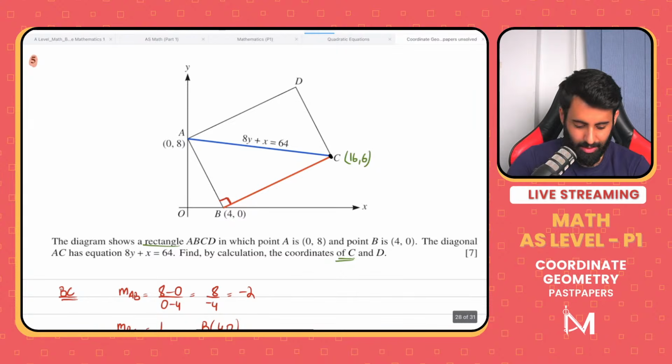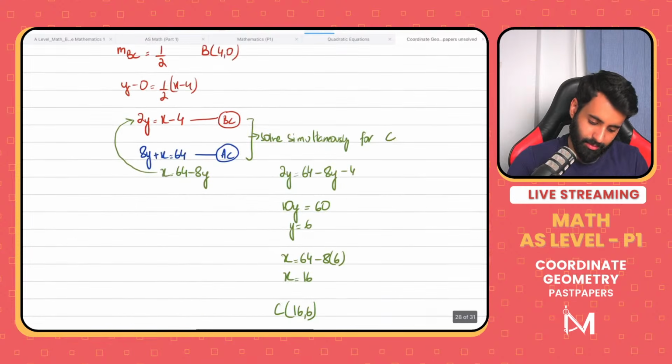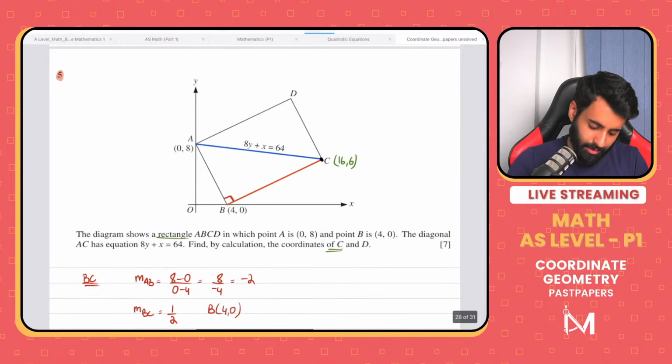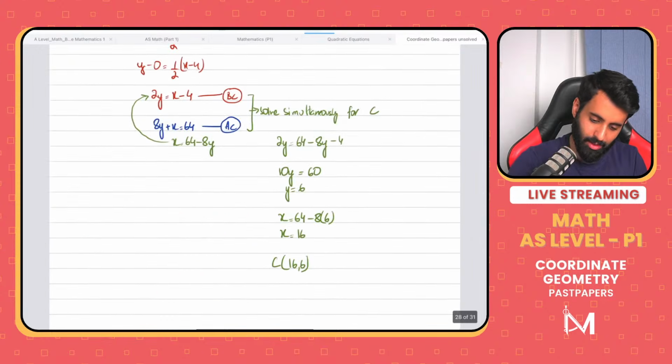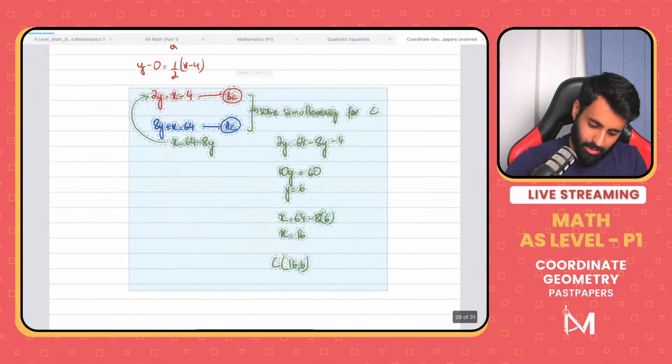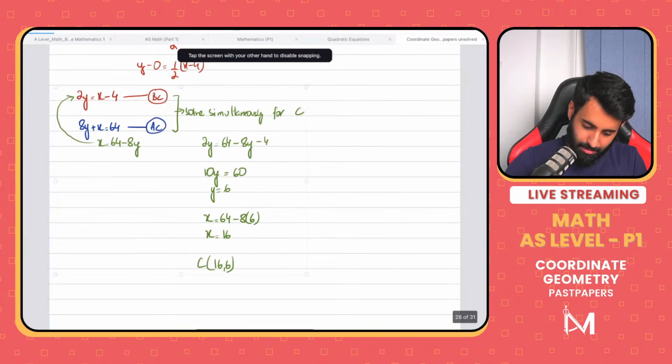Solve AD and CD simultaneously. Yes, we could do that. We could solve AD and CD simultaneously. That's a good idea. Yeah, let's do that. So that means we need to find the equation of AD. All right, so let's do that. Let's focus on finding the equation of AD. Now what I'll do is I'll bring this over here so I have some space.